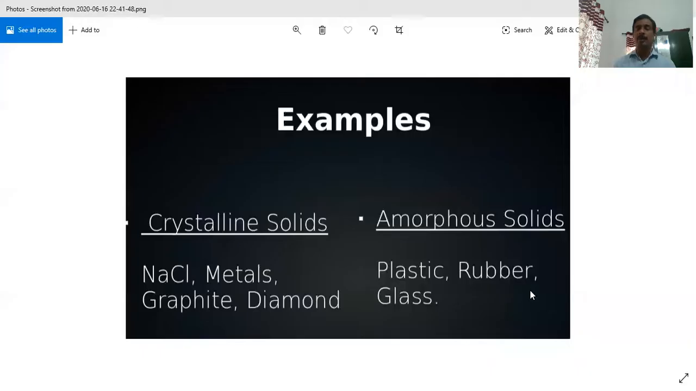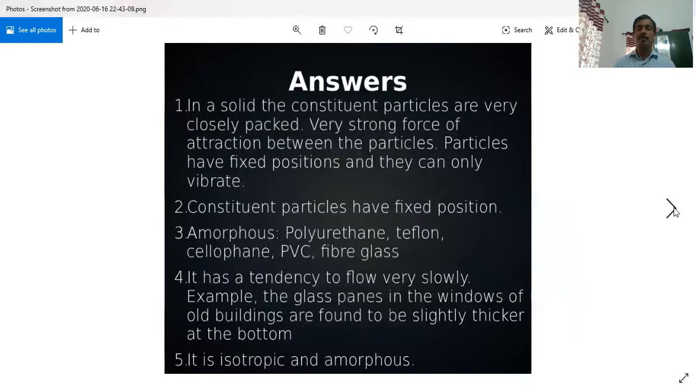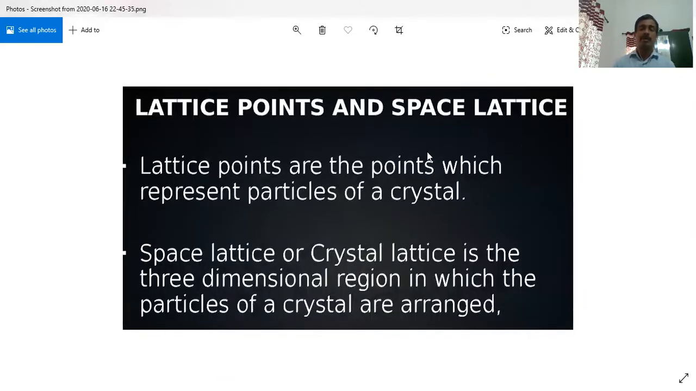So here we mentioned the constituent particles. Where are the particles present? The particles are present in lattice sites or lattice points, and we have to see what is a lattice site or lattice point. What is a lattice point or lattice site? Lattice points are the points which represent particles of a crystal.